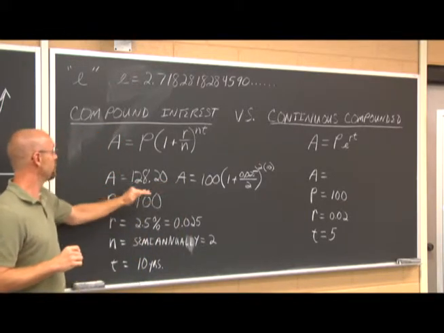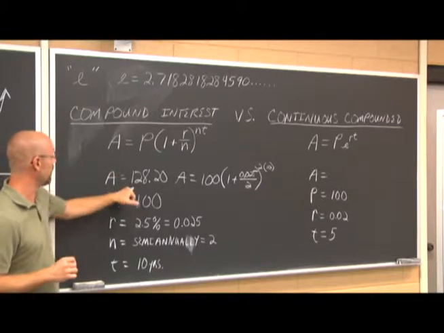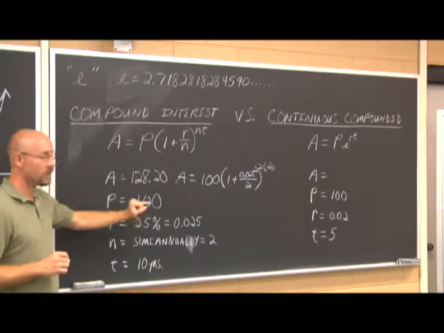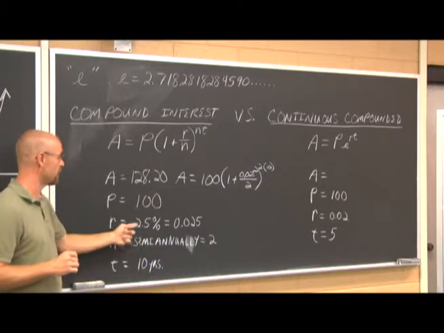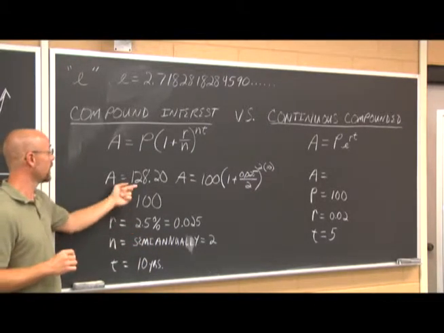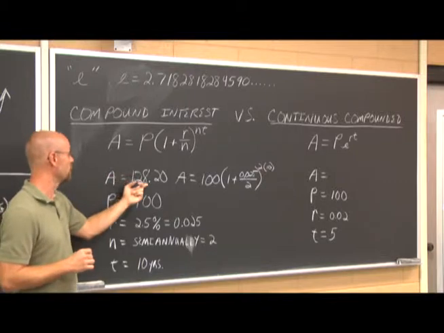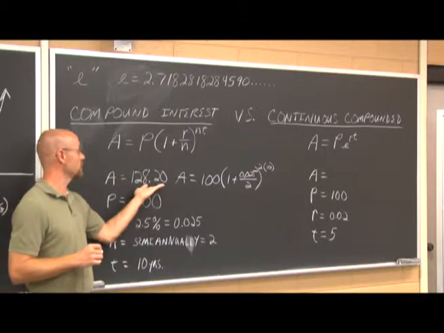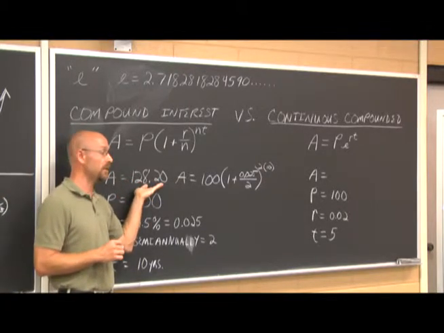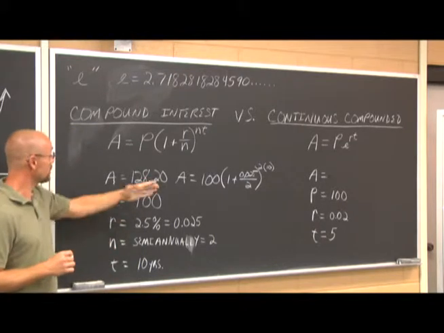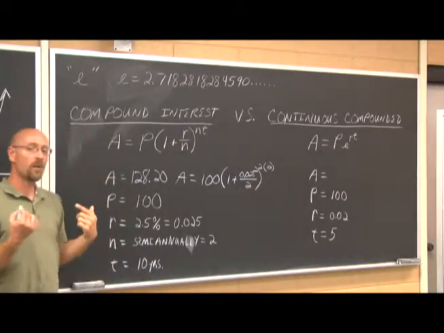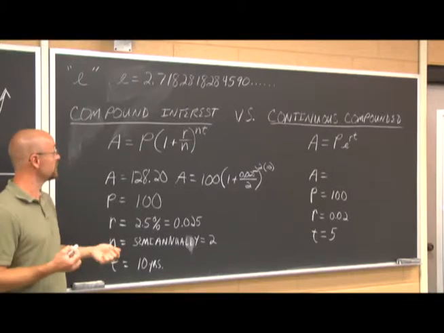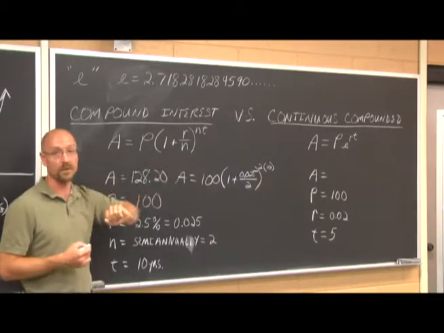$128.20. So now if we assess what we found, putting $100 into an account for 10 years, compounded semi-annually at 2.5%, we're going to end up at the end of that 10 years with $128.20, essentially $28.20 in interest. So that doesn't seem so bad, right? Compounded semi-annually. But when it comes to compound interest, what if it was compounded monthly?